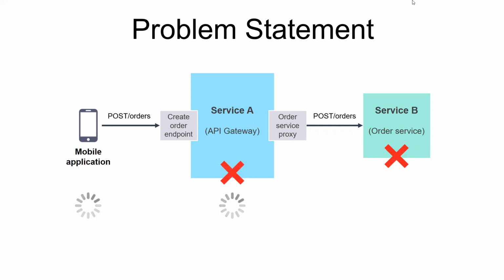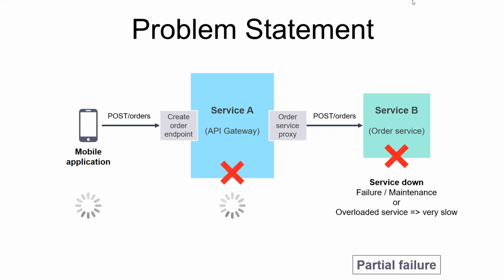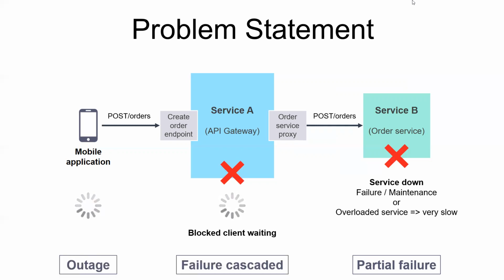The lesson learned here is that in a distributed system, whenever a service makes a synchronous request to another service, there is an ever-present risk of partial failure. Because the client and the service are separate processes, a service may not be able to respond in a timely way to a client's request. The service could be down because of a failure or for maintenance, or the service might be overloaded and responding extremely slowly to requests. Because the client is blocked waiting for a response, the danger is that the failure could cascade to the client's clients and so on and cause an outage.